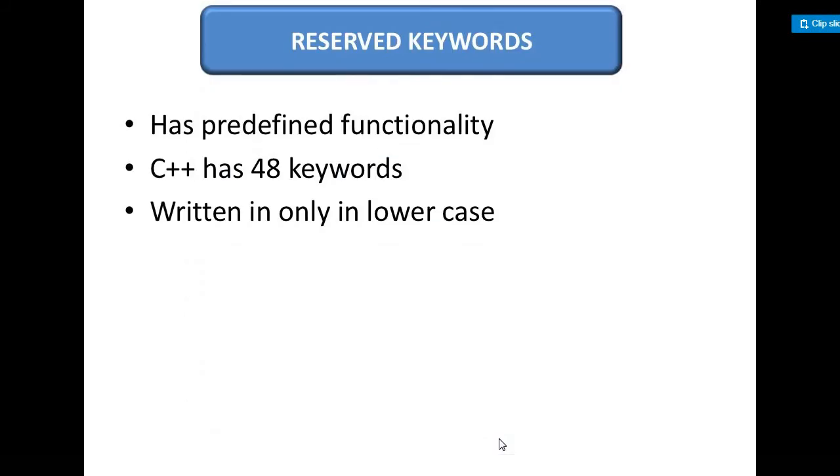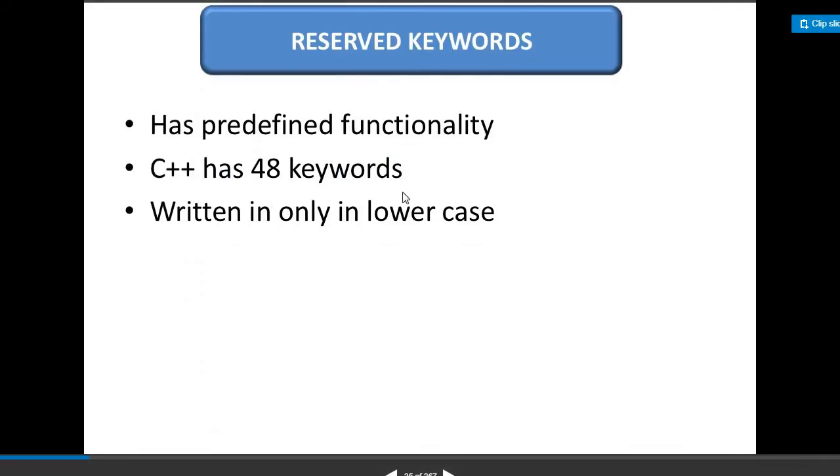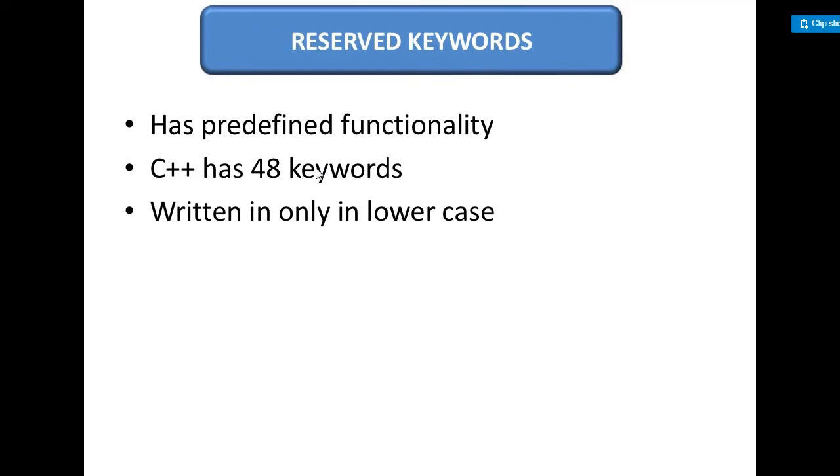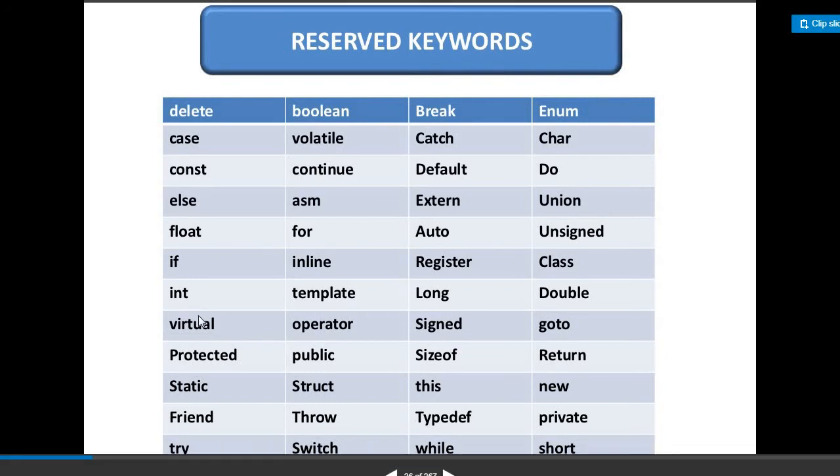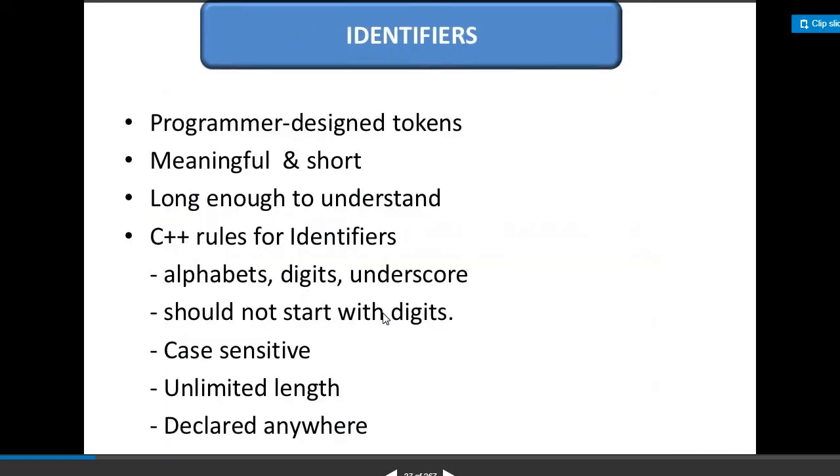A reserved word has predefined functionality. C++ has 48 keywords written only in lowercase. Keywords are reserved words which have special meaning to the compiler, so we cannot use them just anywhere; they have specific meanings. These are all the keywords in C++ programming: case, volatile, catch, char, do, const, continue, default. These are some of them.